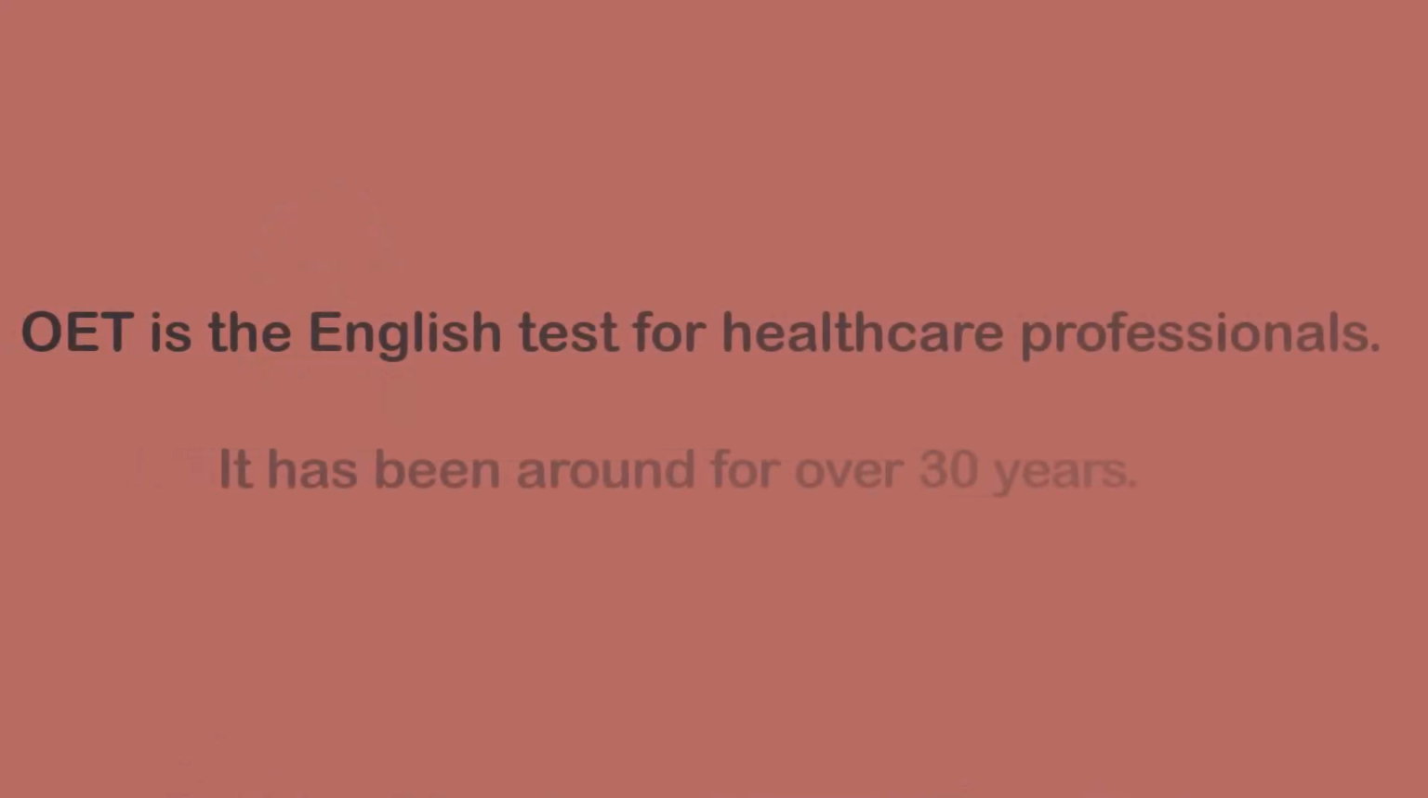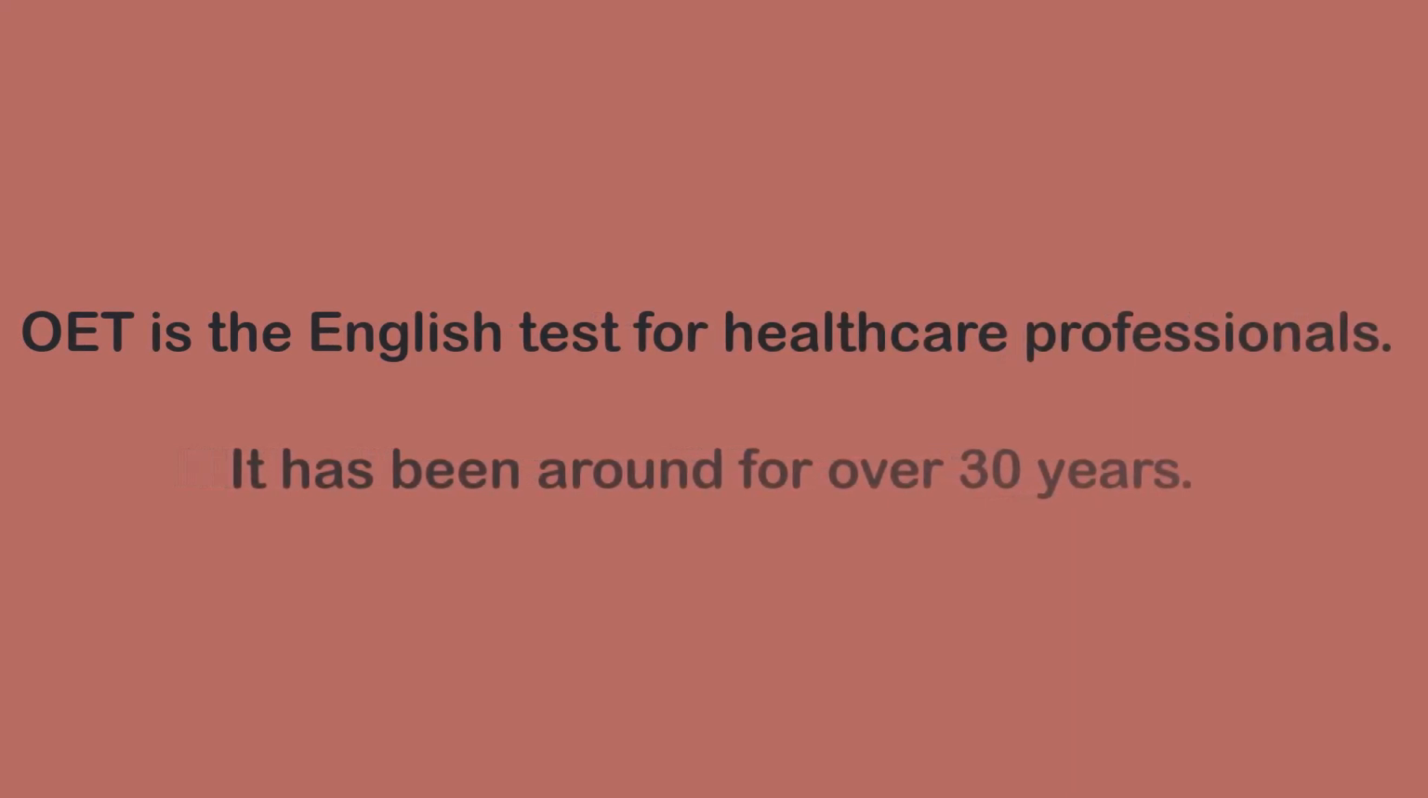Mostly it can be found in the previous sentence. Here is an example. OET is the English test for healthcare professionals. It has been around for over 30 years. In the above example, it is used to avoid repeating the main noun in the previous sentence, OET.